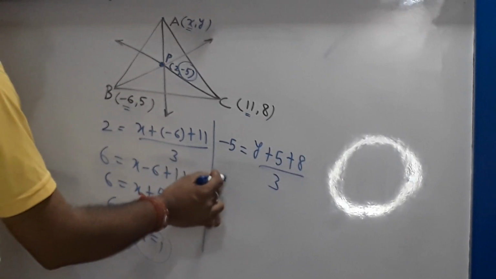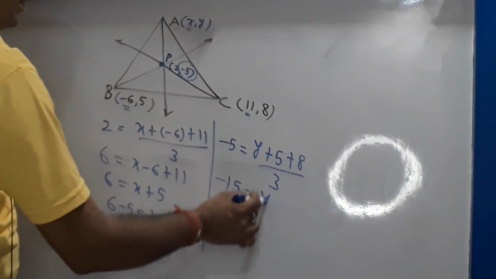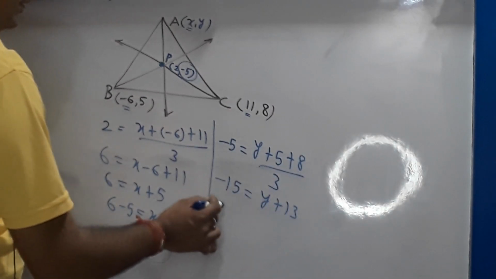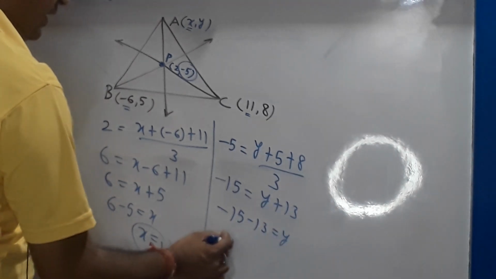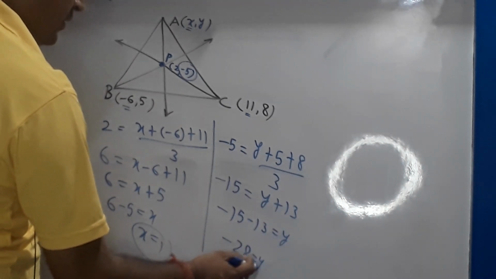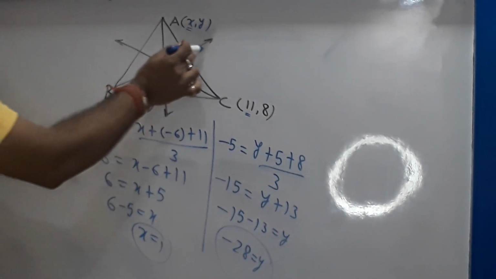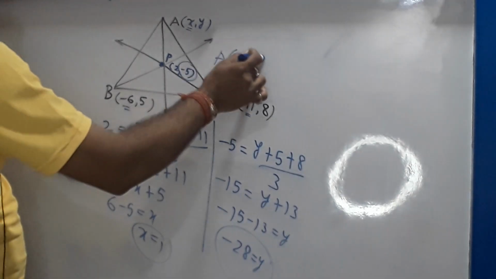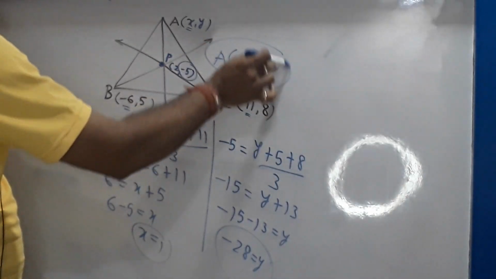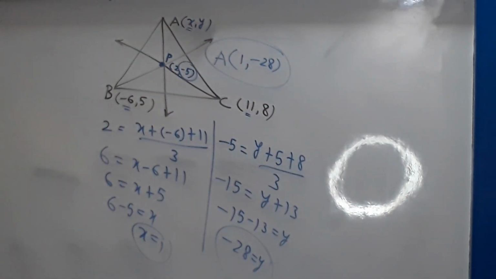Similarly, cross multiply: -15 is equal to y plus 5 plus 8, which is y plus 13. -15 minus 13 is equal to y. -28 is equal to y. So, the coordinates of A are (x, y), where x is 1 and y is -28. So, the coordinate of A is (1, -28), using the centroid of a triangle.